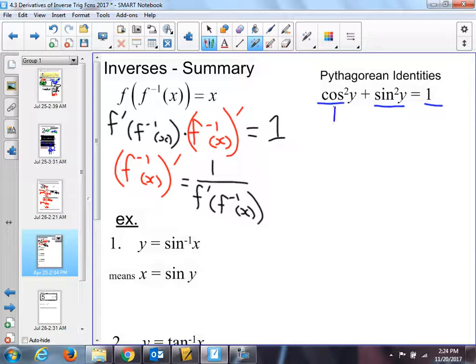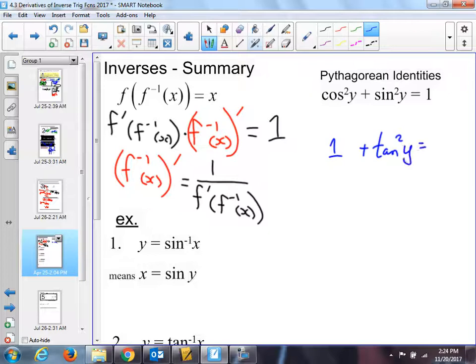What does the first thing become? 1. Okay, so it becomes 1. What's sine squared over cosine squared of y? Tangent. So plus the tangent squared. What is 1 over the cosine squared? Secant squared.